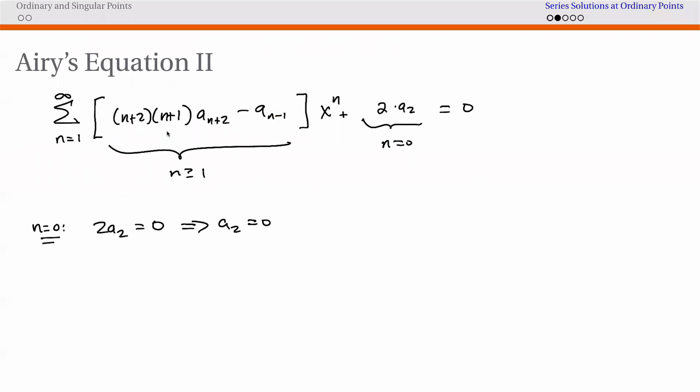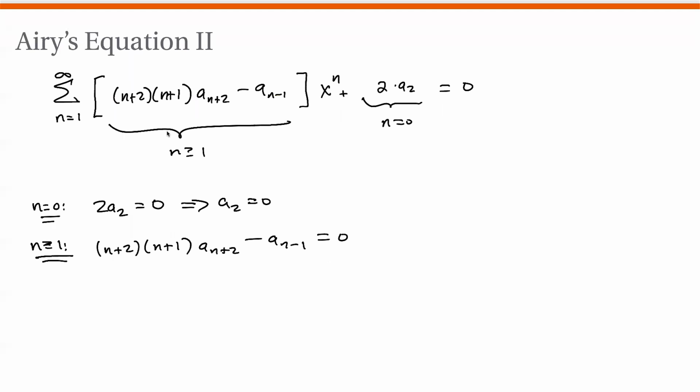And for n greater than or equal to 1, we have, just taking this and writing it down as is, then we'll simplify it. We have this. So I can solve for the larger of the two subscripted terms. You always want to solve for the larger one. So n plus 2 is a higher subscript than n minus 1. I'm going to solve for this term. This would end up giving me a n plus 2 is equal to a n minus 1, but then I'm going to divide by n plus 2, n plus 1 here. And this formula is valid once again for n greater than or equal to 1.